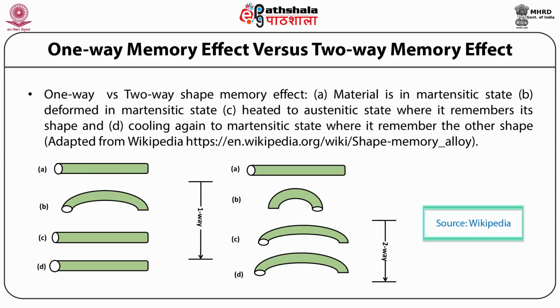a two-way shape memory effect, the material changes or regains the shape obtained in the martensitic state or at least close to it. So the figures on the left hand side show the one-way shape memory effect, and the figures on the right hand side show the two-way shape memory effect.